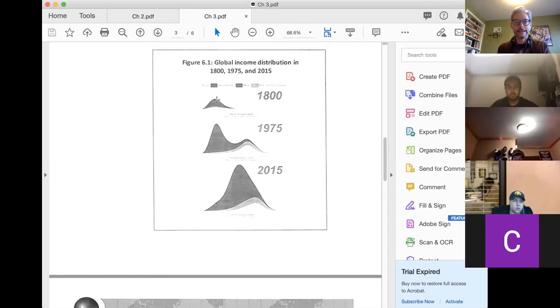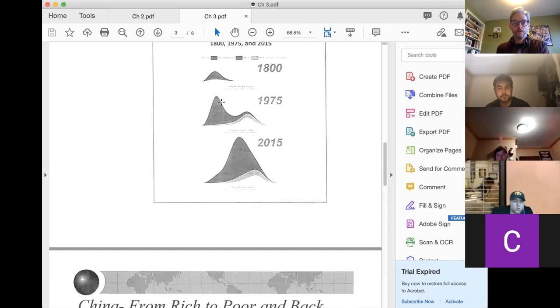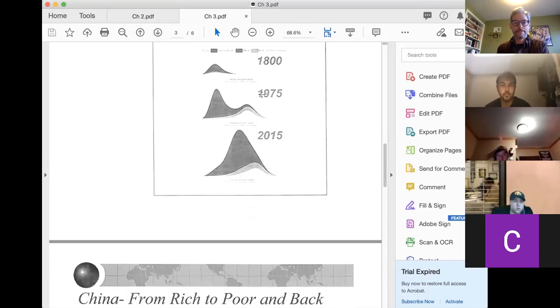If we look back in 1800, what did we see? Most of the world was poor, and you saw this very small tail out here of some rich people. But for the most part, at the beginning of the Industrial Revolution, everybody was poor. What do we see in 1975? Now we have this two-humped distribution. You have a lot of the world being poor, but then you also have a lot of the world being rich. This is the developed world and the less developed world.